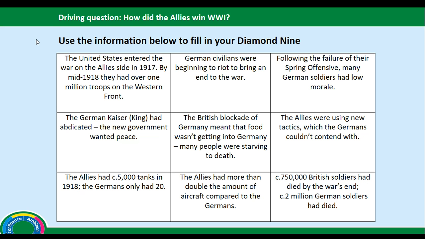The Allies were using new tactics which the Germans couldn't contend with. The Allies had 5,000 tanks in 1918. The Germans only had 20. The Allies had more than double the amount of aircraft compared to the Germans. 750,000 British soldiers had died by the war's end. Roughly 2 million German soldiers had died.